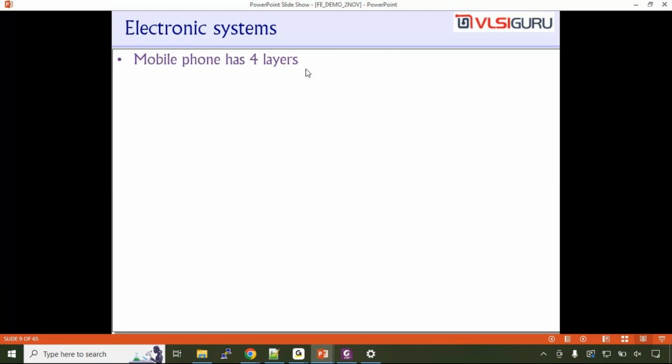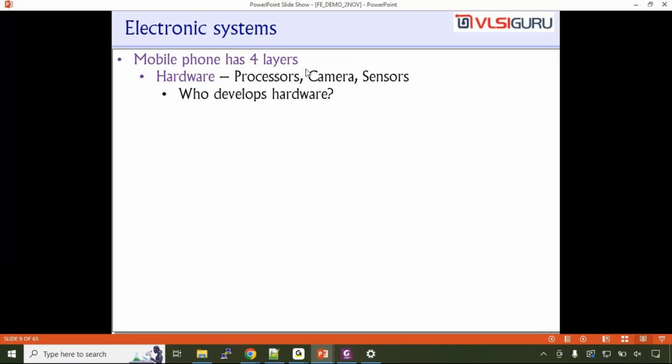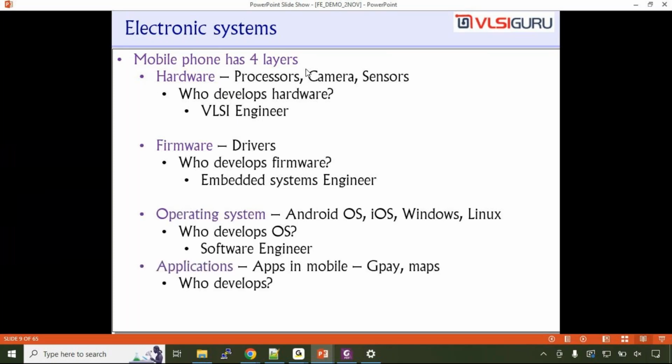If you divide a mobile phone into multiple layers, it can be divided into 4 layers. First is the hardware, which has processors, camera, sensors, and various things. Can someone tell me who develops the hardware? The VLSI engineer. Please read through this once. I'll be back in a minute.